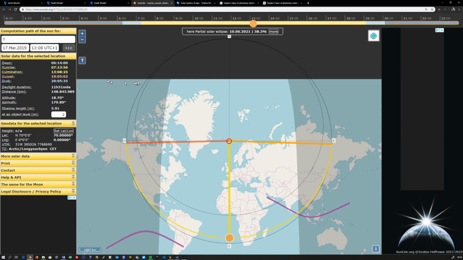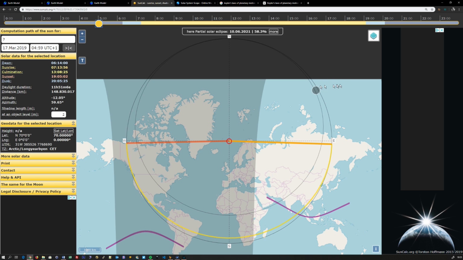The app gives both azimuth and altitude of the sun, and the angle is negative at night. Right there.